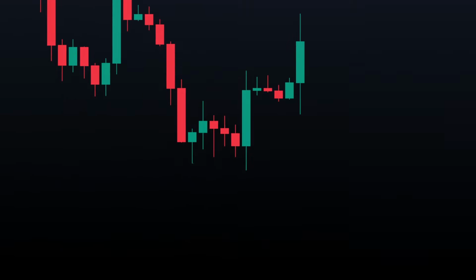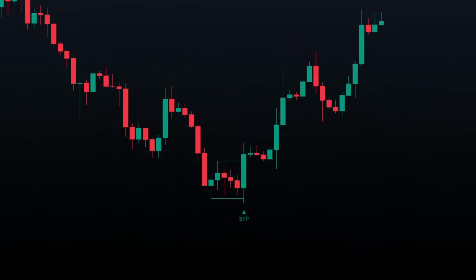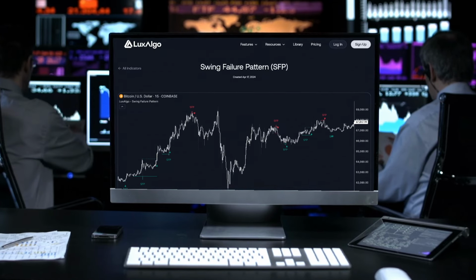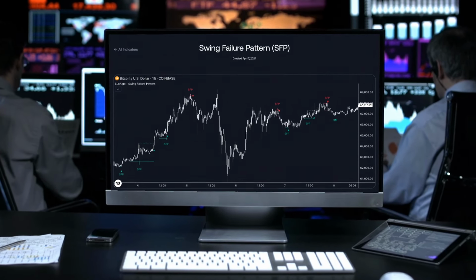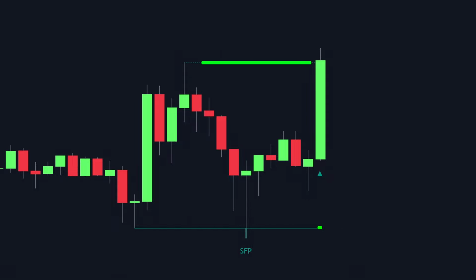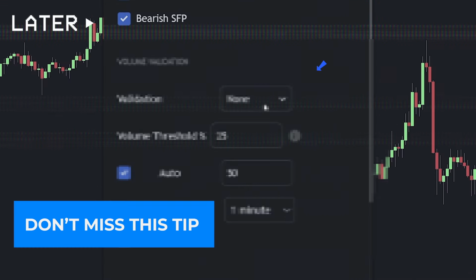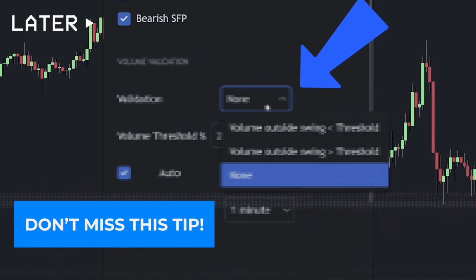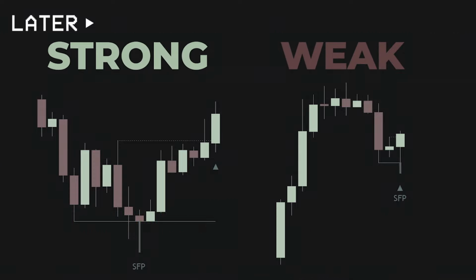Identifying these patterns is an easy way to spot great reversal opportunities, just like this. That is why our team developed the free swing failure patterns indicator. So let's get into how it works. And if you stick around to the end, we'll share with you a secret feature that will find the best setups that you need to execute on.